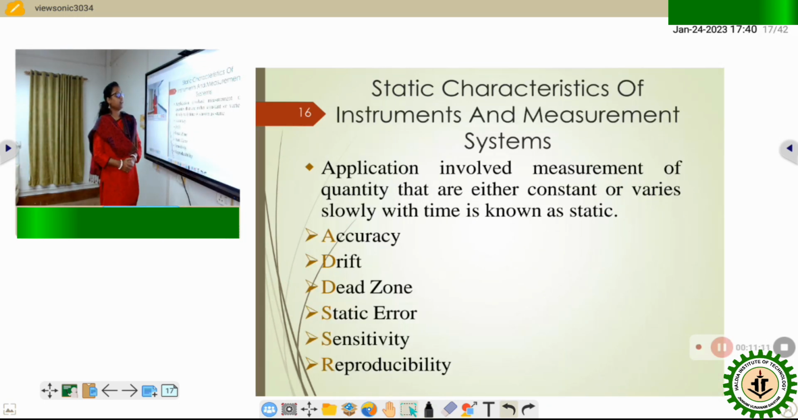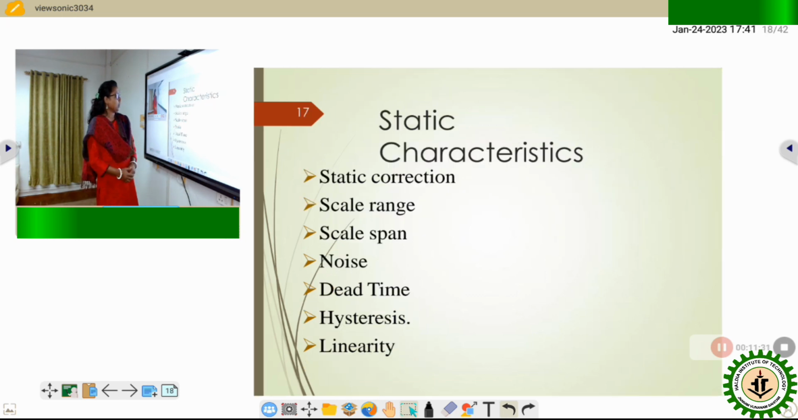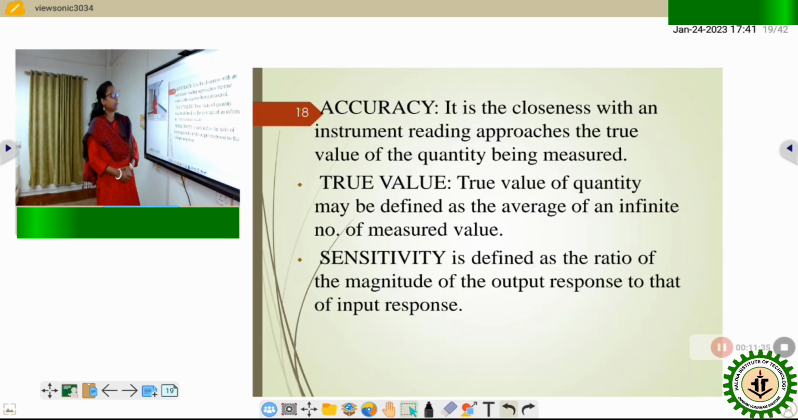Now the static characteristics of instruments and measurement systems. Basically, these static characteristics come as accuracy, drift, dead zone, static error, sensitivity, reproducibility. All these come along with the precision. So these are the different types of static characteristics of an instrument.